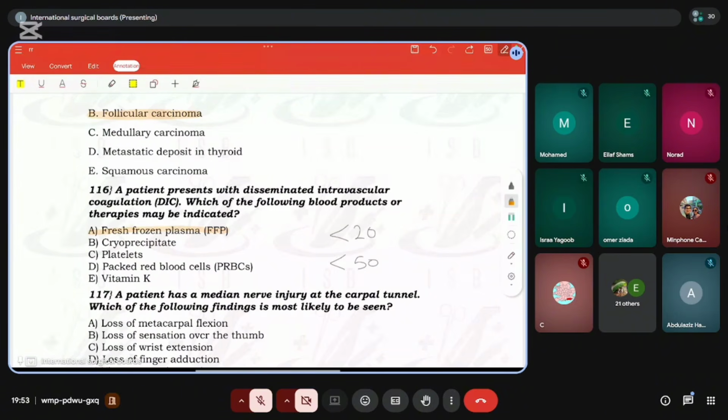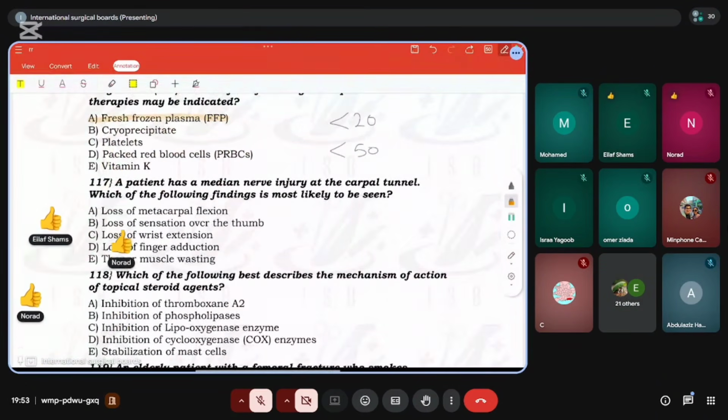Vitamin K doesn't have a place in the management of DIC in general. Okay, agreed, guys? No problem? Okay, let's see the next one.